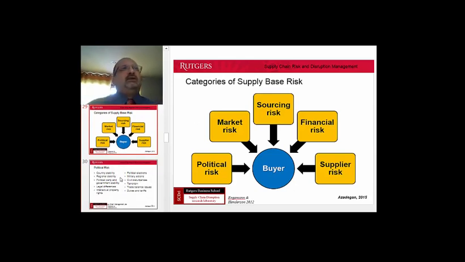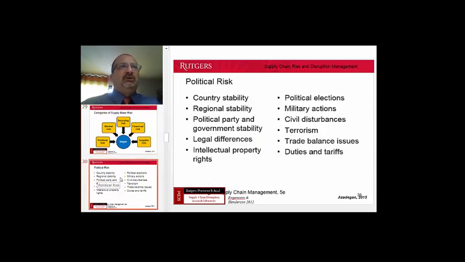But let's talk about the categories of risk. This is another way of looking at supply-based risk than the previous categorization that we had. Instead of looking at it from a value-based standpoint, this is more of a conceptual and topic or area-based. There are political risks, there are market risks, there are sourcing risks, financial risk, and supply risk. We're going to talk about how sourcing risk and supply risk can be different depending on the strategy that the organization takes. So, political risk can be because of country stability.